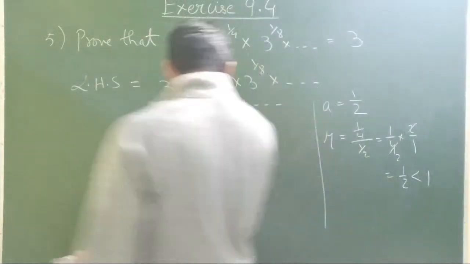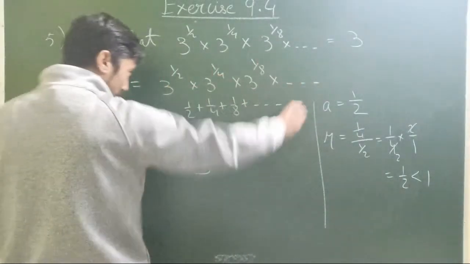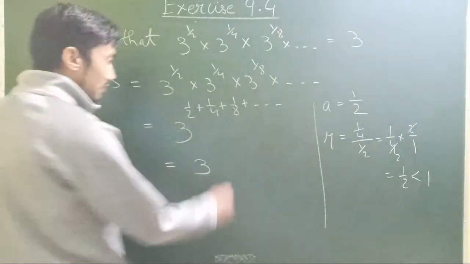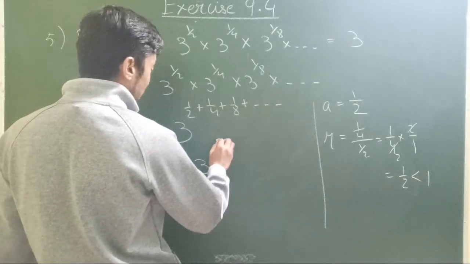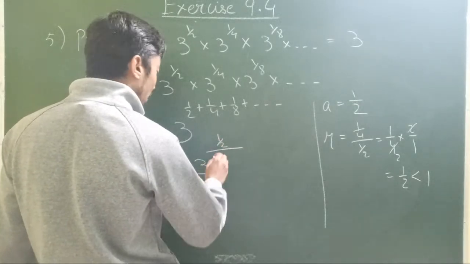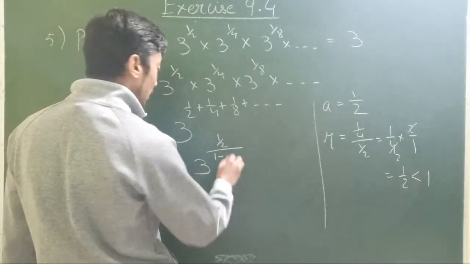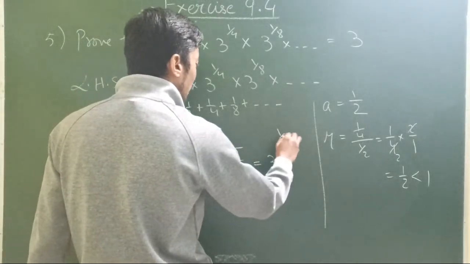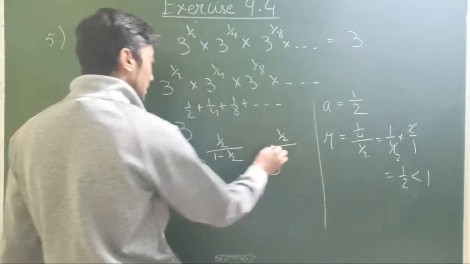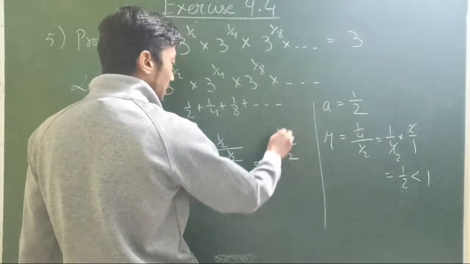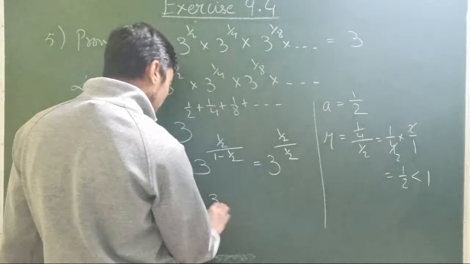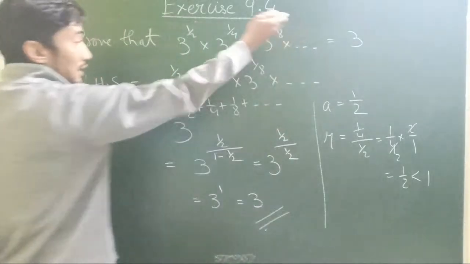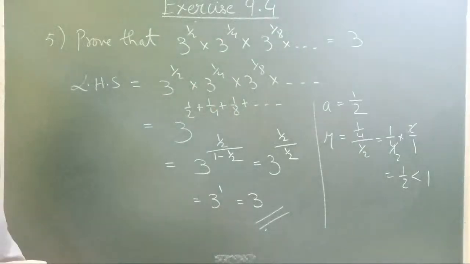So here this is the sum of an infinite series. Common ratio is 1 by 2. So that's going to be A divided by 1 minus R. What is A? 1 by 2. What is the value of R? Again 1 by 2. So that's going to be 3 power of (1 by 2 divided by 1 minus half). That is half, so half cancels. What do we have? 3 power 1. And what is that? 3. So that is our proof. That's why it's very simple.